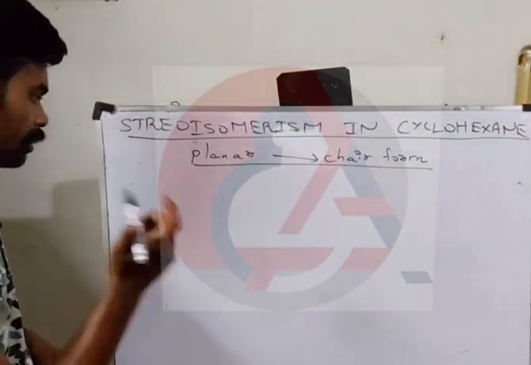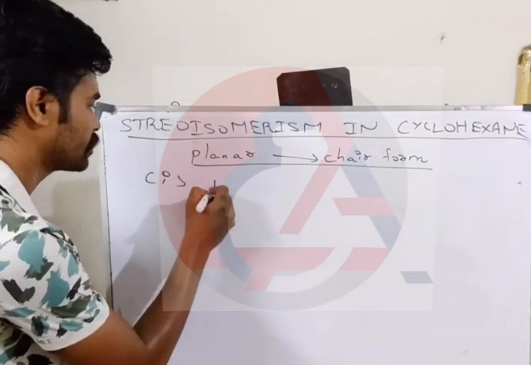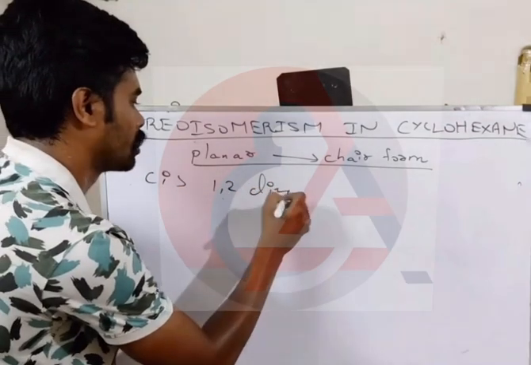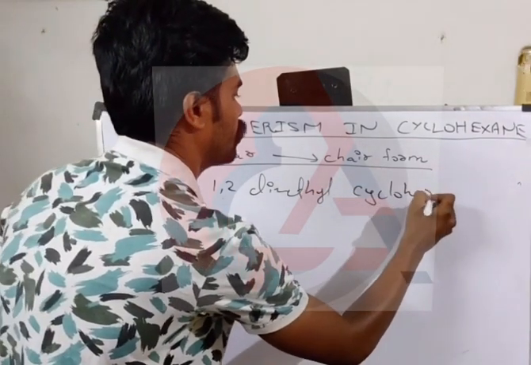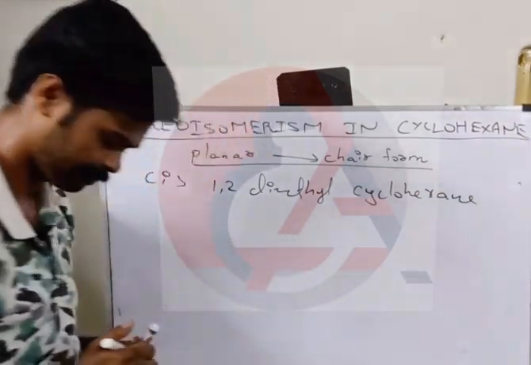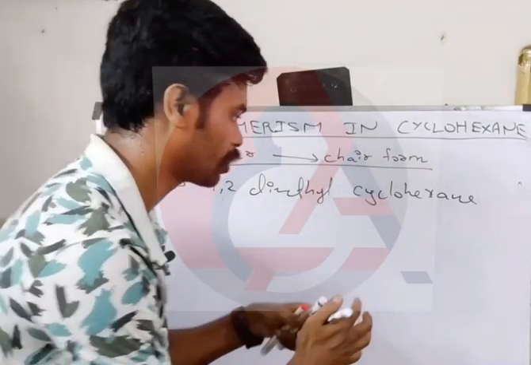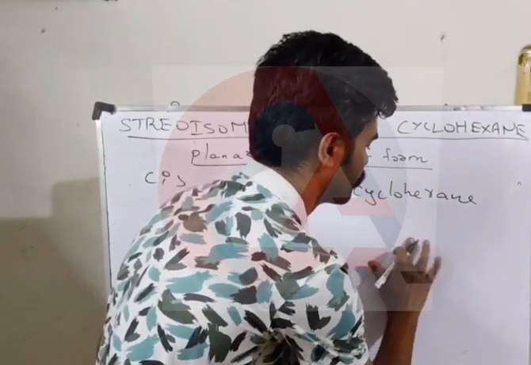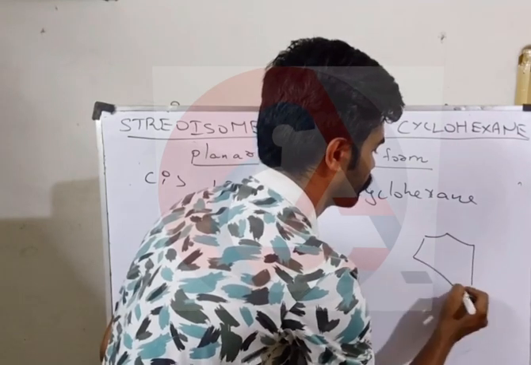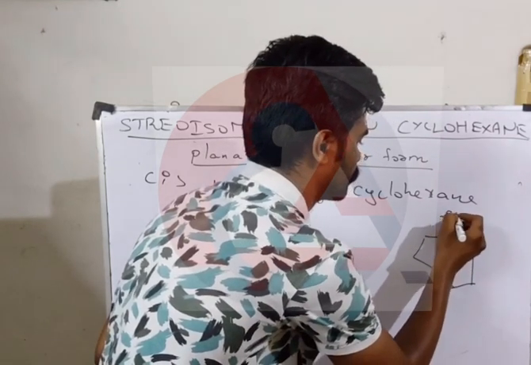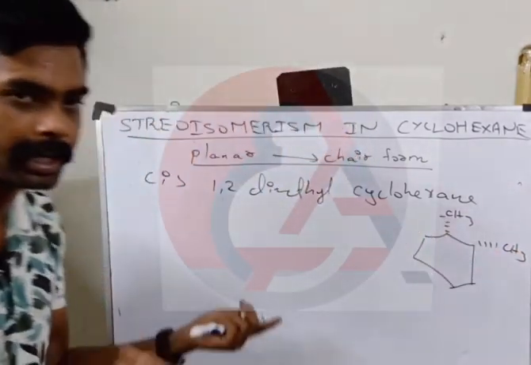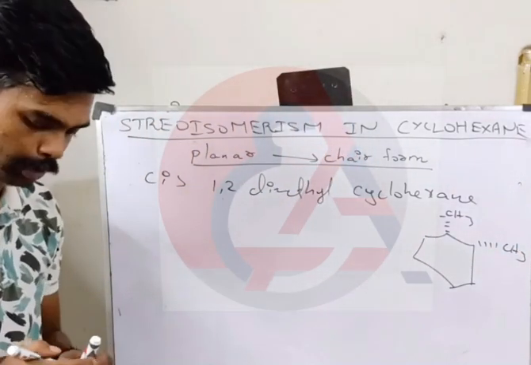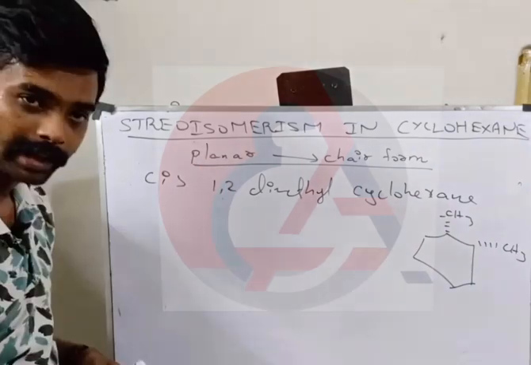Let me take the first case again, cis 1,2 dimethylcyclohexane. For our reference, we will draw the planar structure here again. CH3, both pointing away or both pointing towards you, up to you. Now let me draw the cyclohexane chair first.